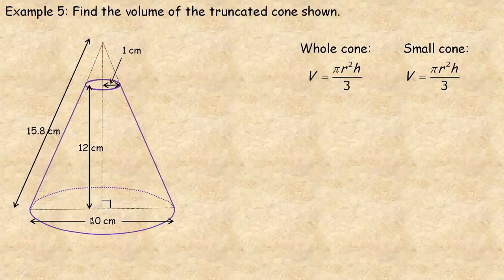And so what we're going to do is find the volume of the whole cone and the little one on top and subtract them, and that will give us the volume of what's left. Now we're given some dimensions here. The truncated cone is 12 high, and we're told that the slant height is 15.8, but we don't know the entire height here. So we're going to find that by using the fact that we do know S and the radius. You see, this would be 10 right here. This would be 5 here because the whole diameter is 10.